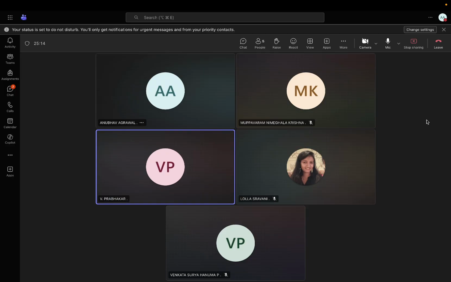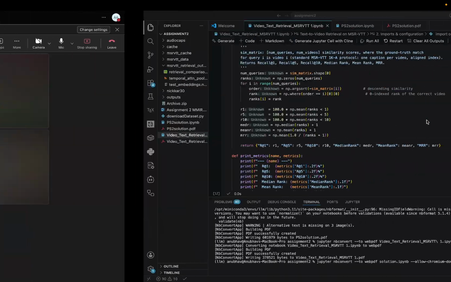So we are going to explain our assignment, the problem statements, what we have done and what we have implemented. This is a group assignment, so that's why we want to give a small brief about this project. Anubhav, please go to the problem.